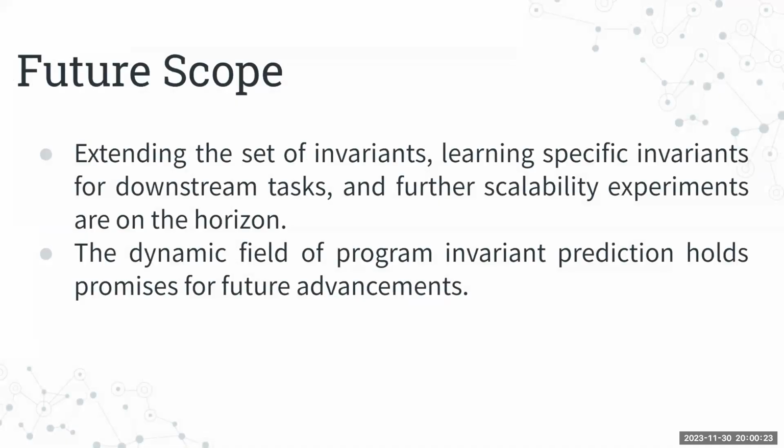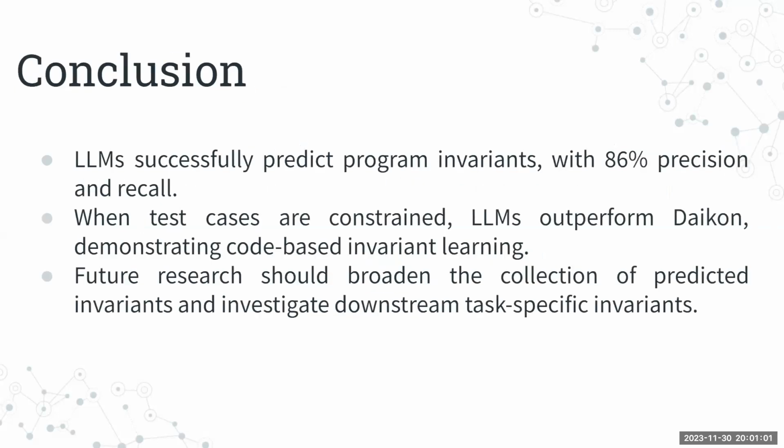Moving to our next slide, we have future scope. The future holds the potential for models to evolve beyond generic prediction, and we envision a scenario where the models can learn specific invariants tailored to downstream tasks. Future endeavors will involve conducting further scalability experiments, exploring how the models perform when faced with an even larger volume and variety of code submissions. This analysis is essential for ensuring the practical adaptability and efficiency of the approach on a larger scale.